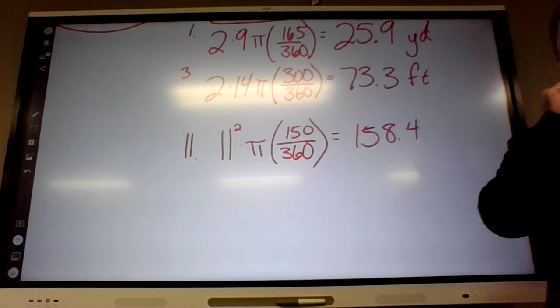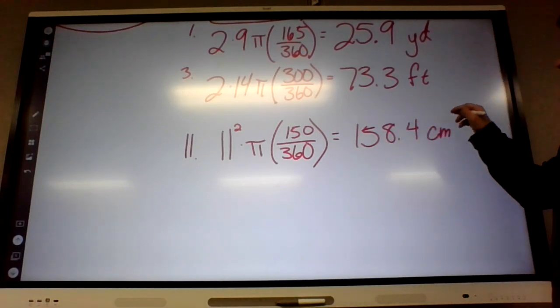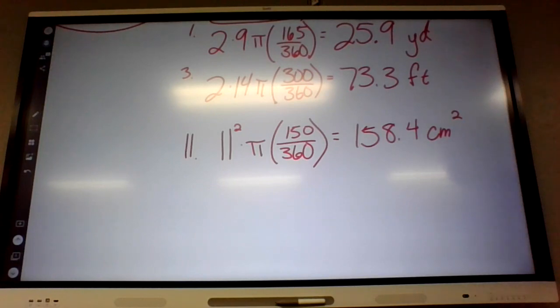Okay, and how would we label number 11? Centimeters. Centimeters squared because it's an area. I found my pi button.